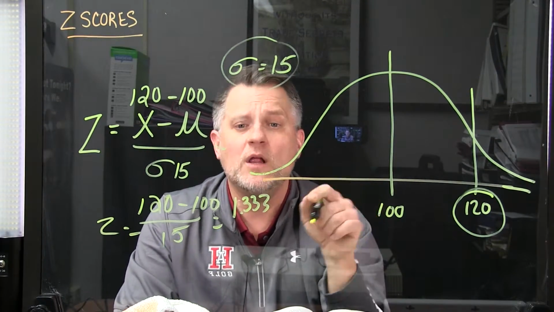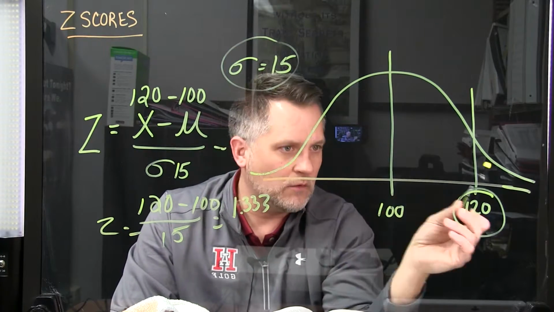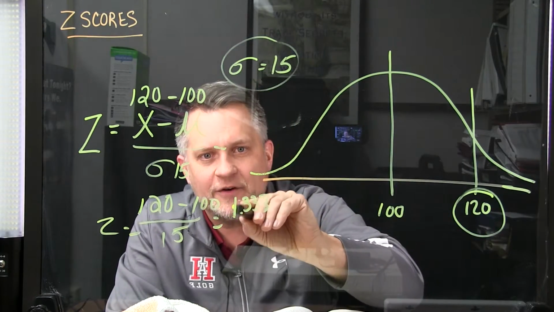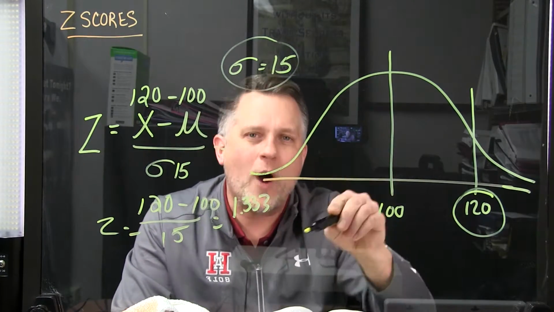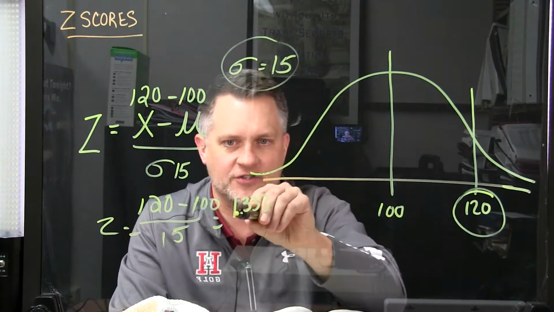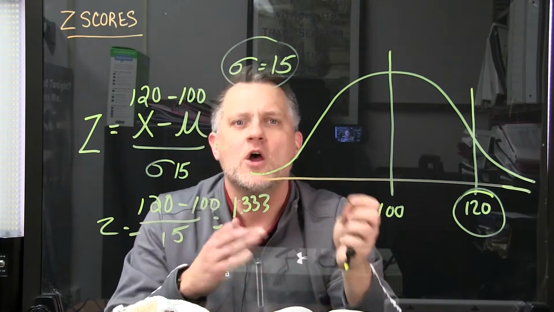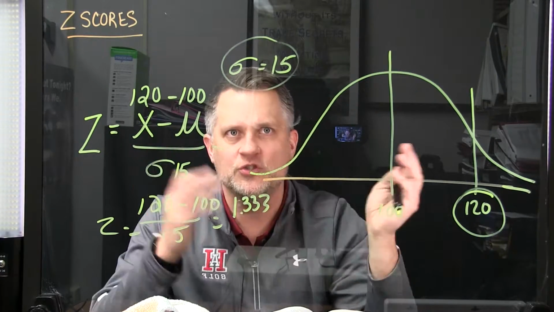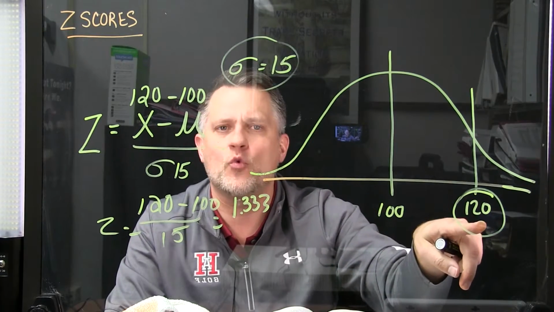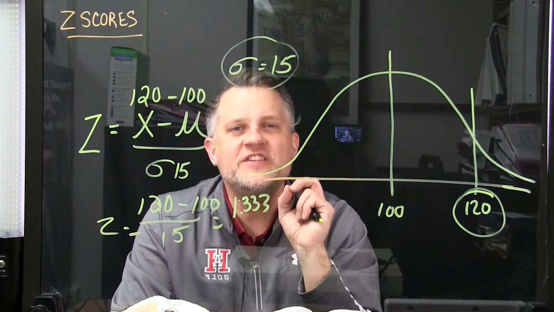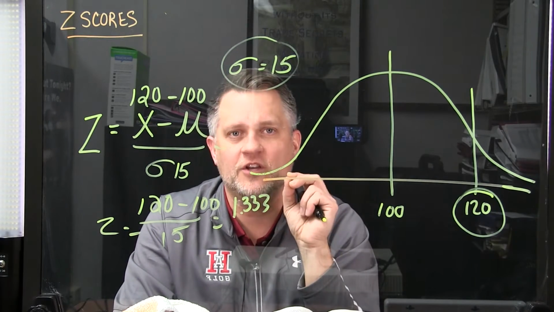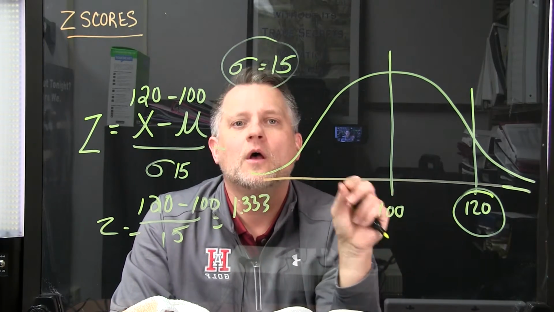What does that mean? Well, it means that we're above one standard deviation, because it's 1.3, but we're not quite at 2 standard deviations. We're somewhere between 1 and 2 standard deviations, which makes sense because we're at 120. This standardized 1.33 doesn't tell us much until we consult the z-table.